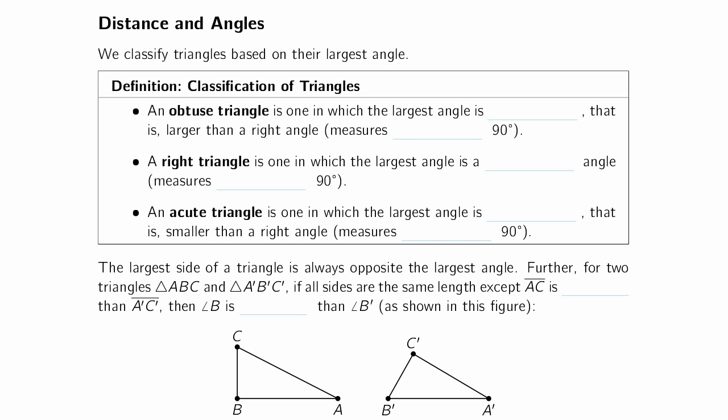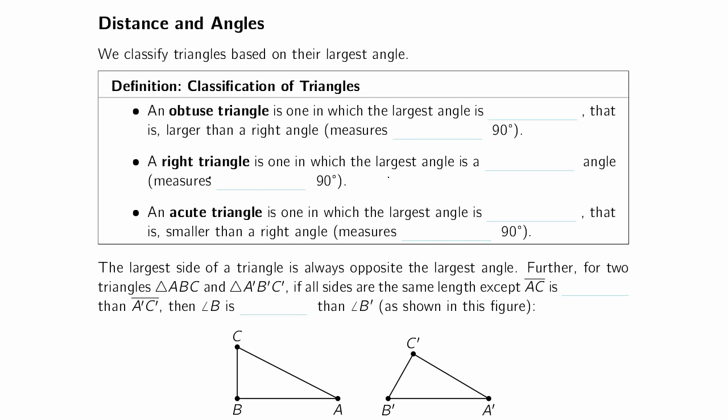There's one other thing that we can do with triangles based just on distances, and that is we can do a lot of classification with them. In particular, we classify triangles based on their angles. We can make that classification just by knowing their side lengths.